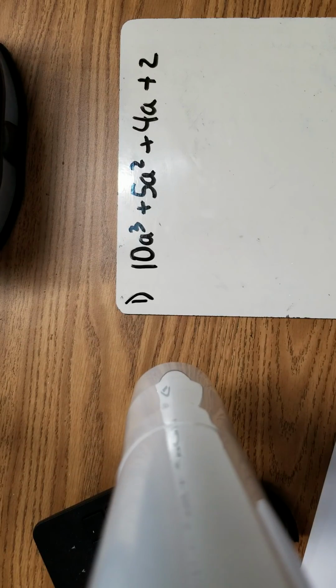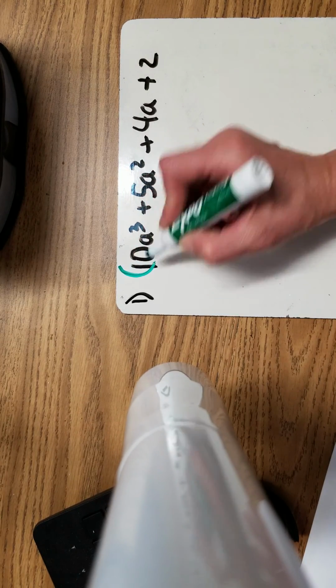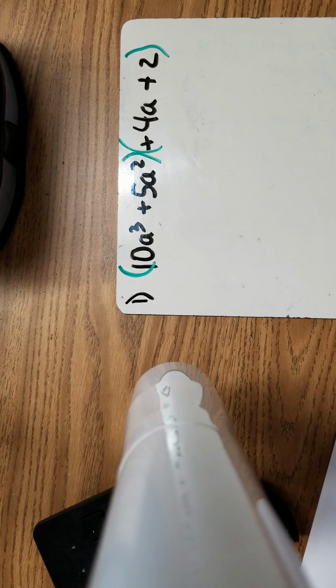Okay, so factor by grouping. In factor by grouping, you need to group the first two terms and the last two terms. So that's the first two terms and then the last two terms. And you need to find the GCF for both groups.